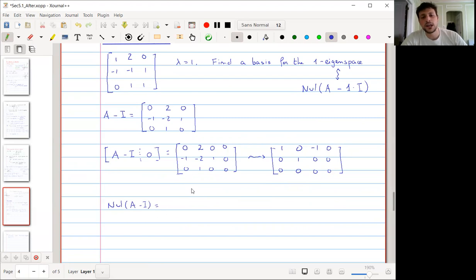From here, we see immediately that X3 is free, and the null space of A minus I is generated by, well, let's see. X3 is free, and every solution looks like X3 times 1, 0, 1. X2 has to be equal to 0 by this equation. So the span here is by 1, 0, 1. And you're welcome to check, if you want to make sure of this, that the vector 1, 0, 1 is actually an eigenvector for this matrix.